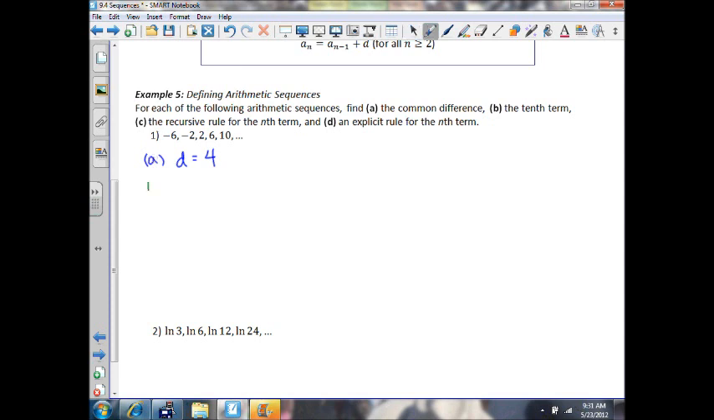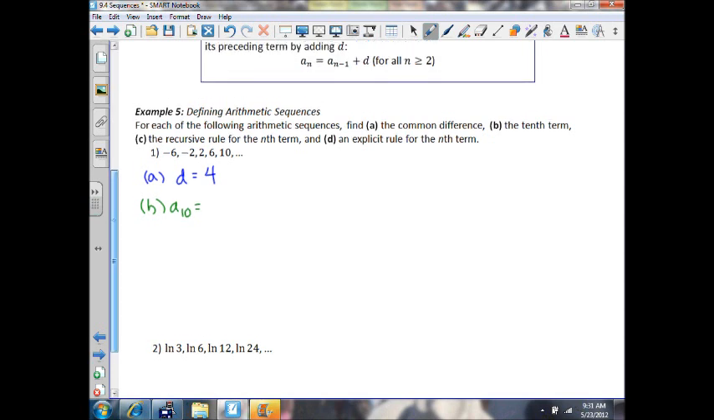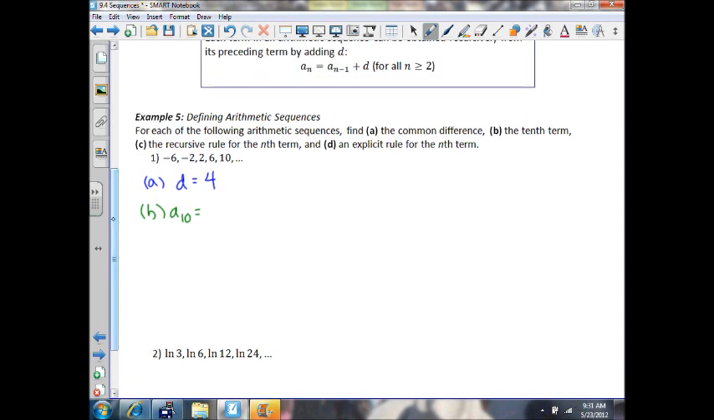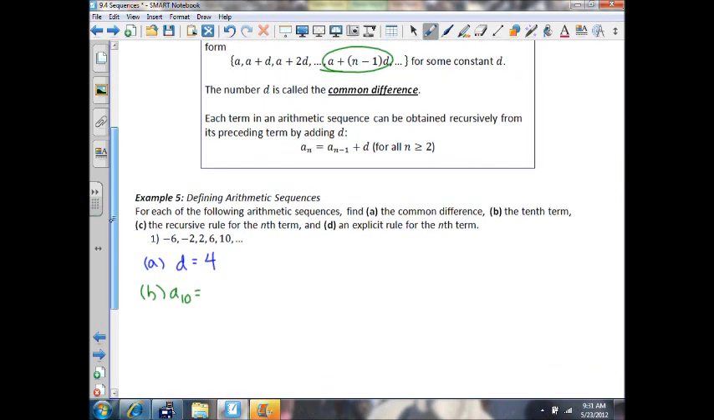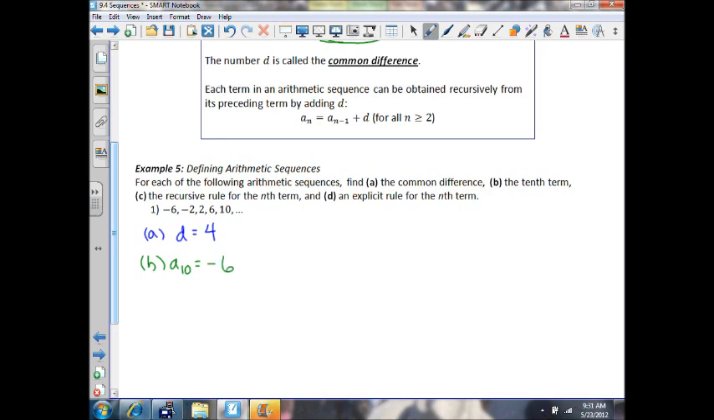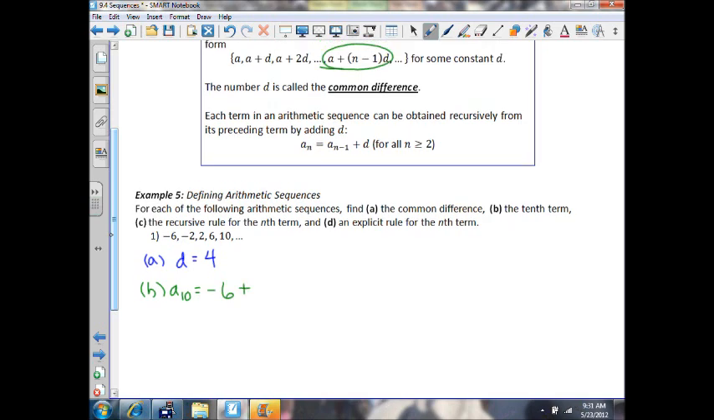Now, to find the 10th term, a sub 10, we're going to look up here for the 10th term. So negative 6 plus 10 minus 1 times 4. That will be negative 6 plus 36, or 30.